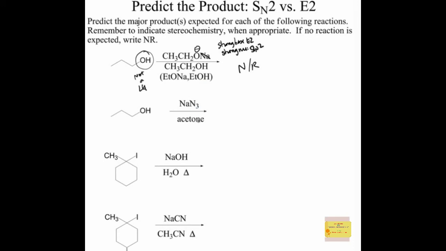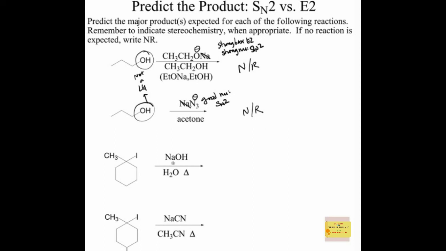Okay, the same thing is going to be true in this next step. We have sodium azide and acetone. Azide is a very good nucleophile. It's not a strong base. It's a good nucleophile, another nucleophile we should get used to seeing for the SN2. But because this is not a leaving group, again, no reaction. Nothing it can do.